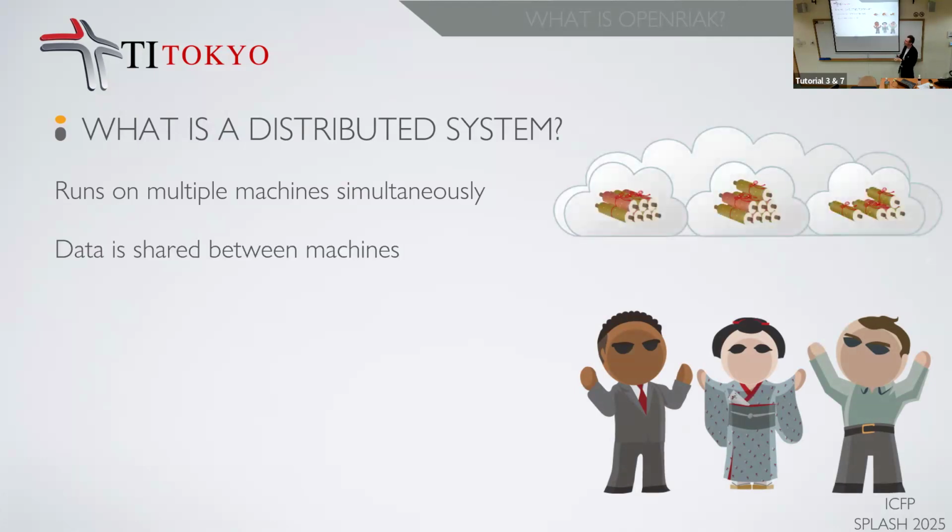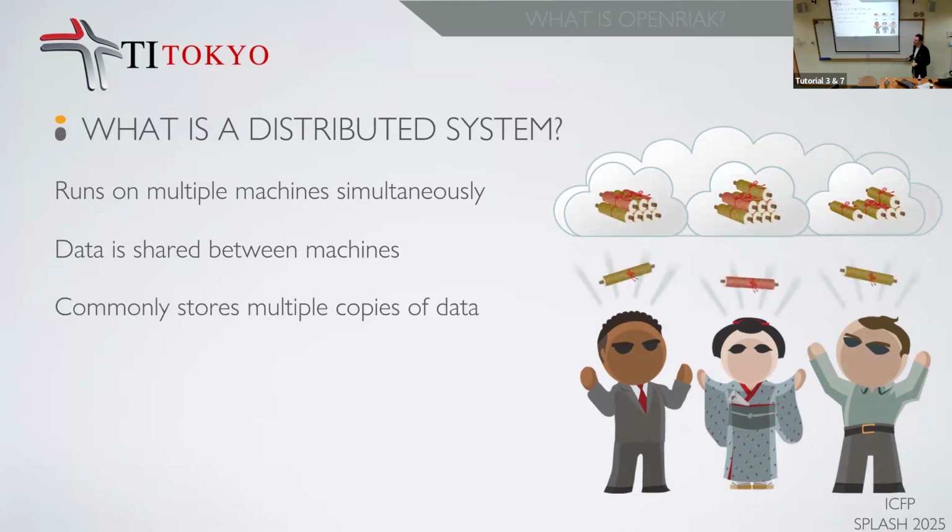So what we do, we share the data between machines. We commonly store multiple copies of data. And the reason you do that is, let's say one of your nodes goes down. One of them goes down, you've still got other copies elsewhere, so things still work. So rather than one node goes down and everything dies, you have one node go down and you can still work. It usually will have some ability to scale.